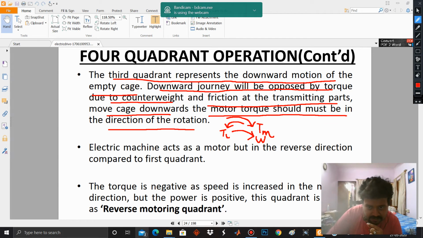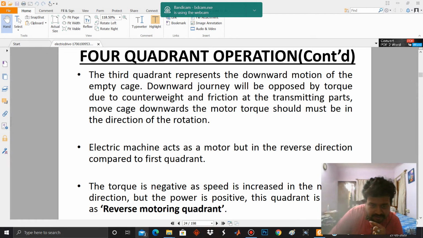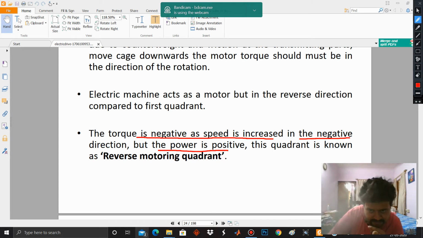So in this particular case, the motor torque will become negative, the speed will become negative. So what will happen? The power will be minus Tm into minus omega, so it will be tau M omega. So the electric machine acts as a motor but in the reverse direction compared to the first quadrant, and that's why it is called reverse motoring. The torque is negative as the speed is increased in the negative direction, but the power is positive. We have deduced that already, and that is known as reverse motoring.